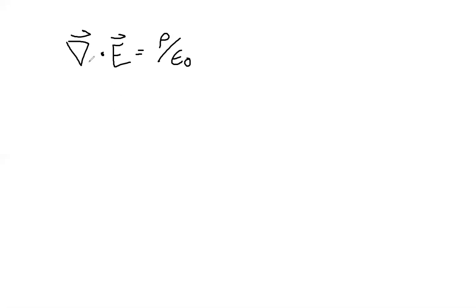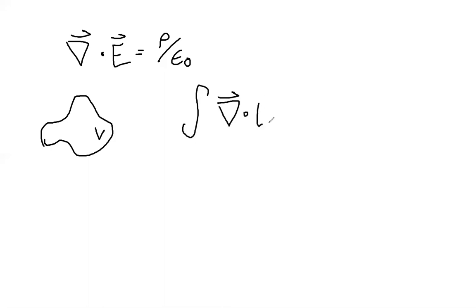You instead learn it in its integral form, which you can get from just taking this thing and integrating over a volume. So we imagine we have some volume in space, which we'll call V. And we could say that the integral of this quantity, the divergence of E, integrated over that volume, so we integrate over all coordinates in that volume, equals the integral of rho over epsilon naught, integrated over the same volume.